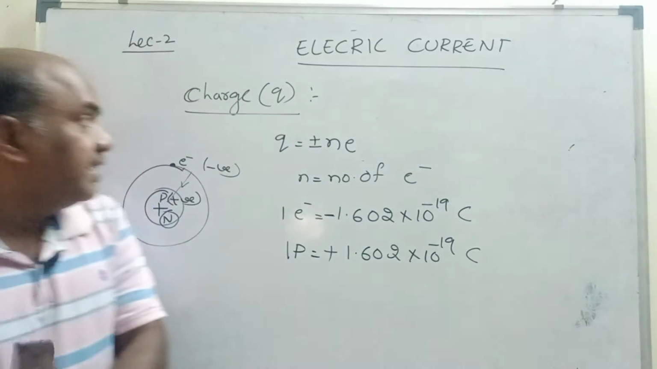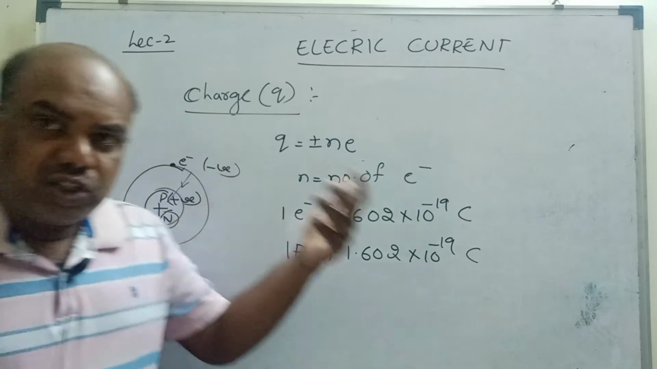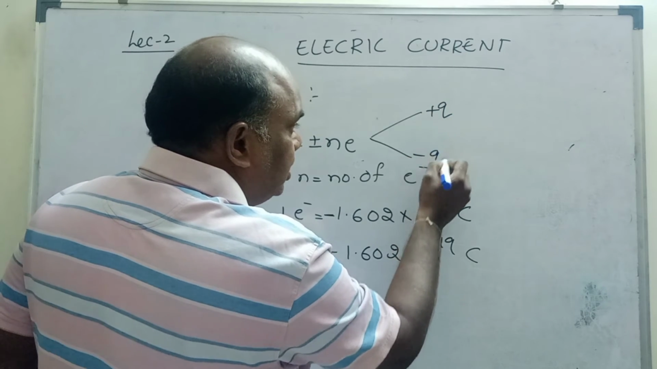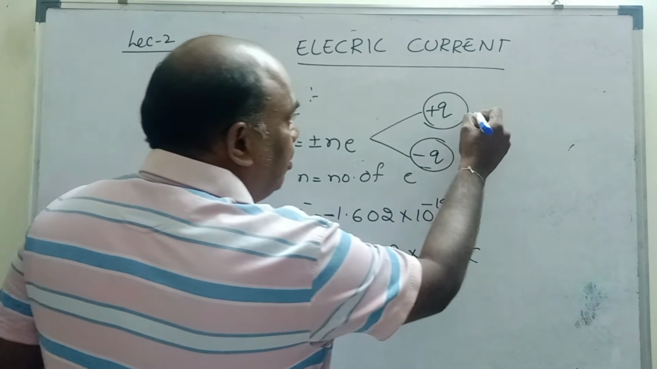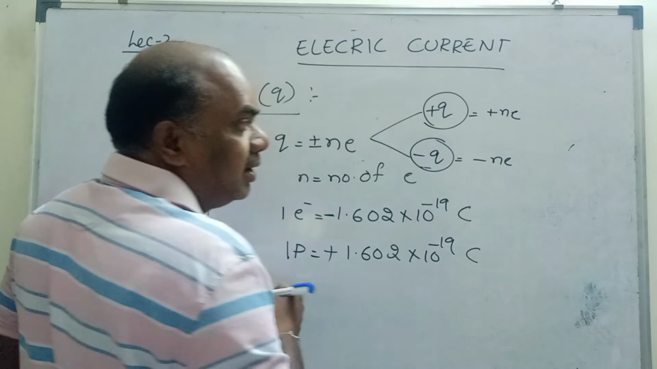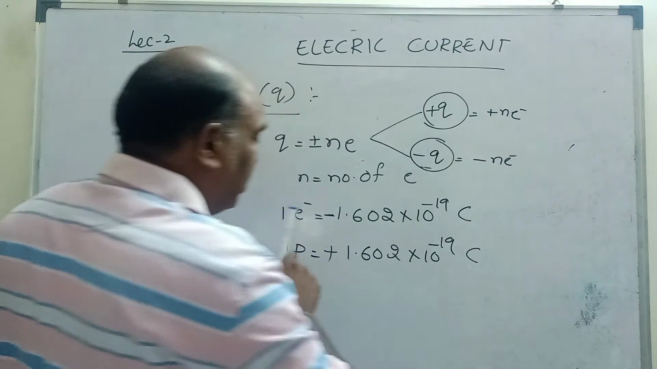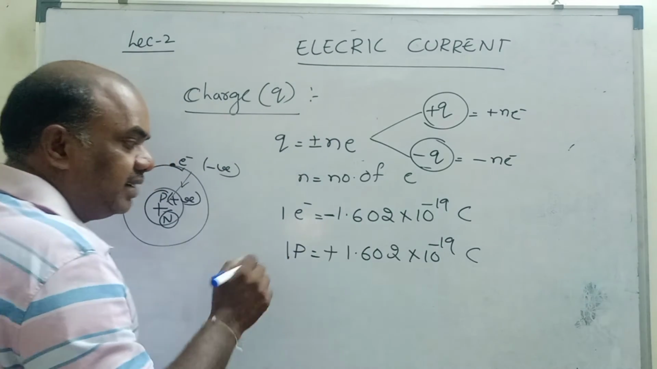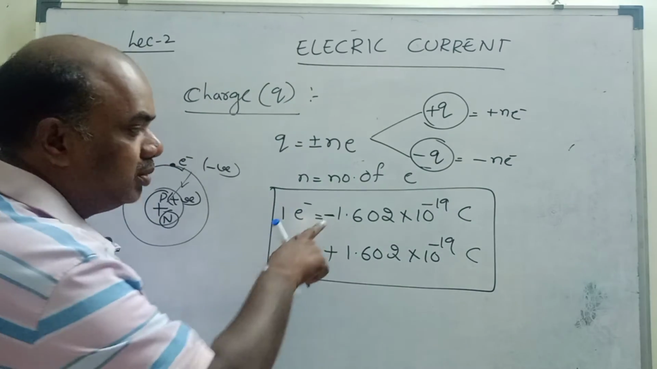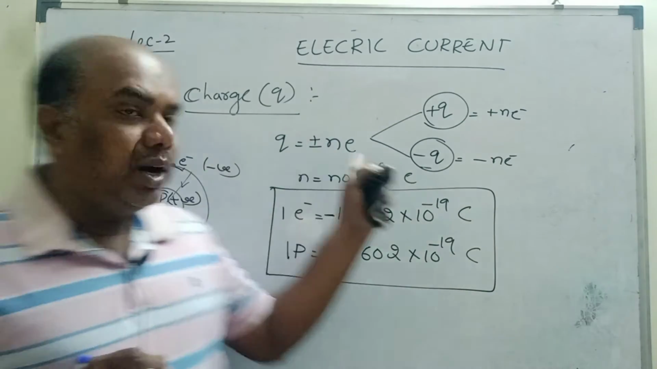Understand children? Once again I am repeating, charge is a physical quantity denoted by Q. How many types of charges? Two types: one is positive charge and one is negative charge. If both positive and negative charges are present, then only current flows. Positive charge means where less number of electrons are present. Negative charge means where more number of electrons are present. N means number of electrons. E means charge of a single electron. One electron charge is 1.602 into 10 power minus 19. One proton charge is equal to 1.602 into 10 power minus 19 Coulomb. This is minus, this is plus. Neutron has no charge.